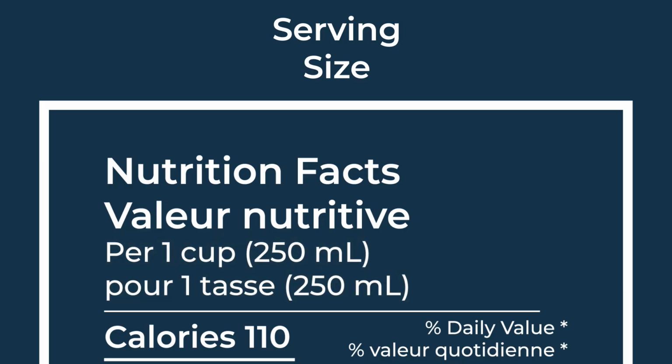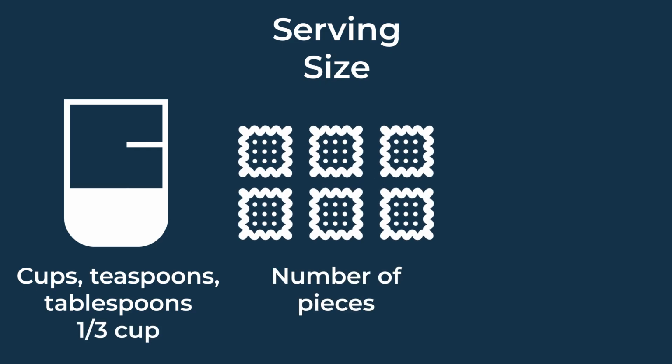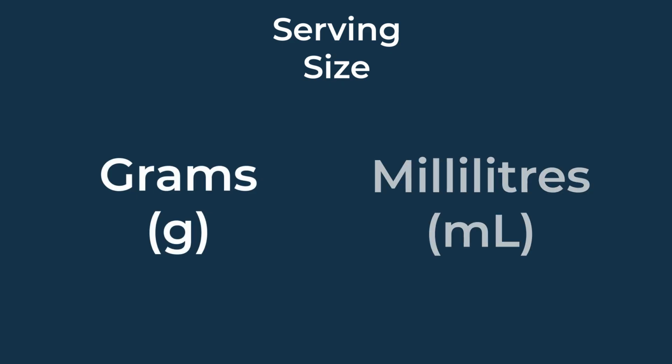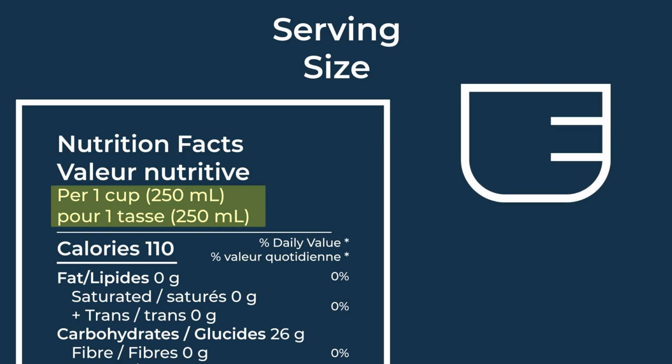Serving sizes come in common household measurements, such as cups, teaspoons, or tablespoons. For example, a third cup. A number of pieces. For example, 6 crackers. A fraction of the food. For example, a quarter pizza. The common household measurement is followed by the metric equivalent in grams, g, or milliliters, ml. In this case, the serving size is 1 cup, or 250 milliliters.